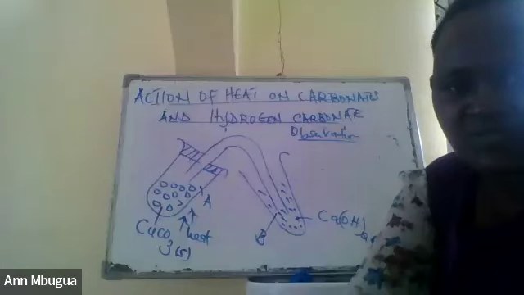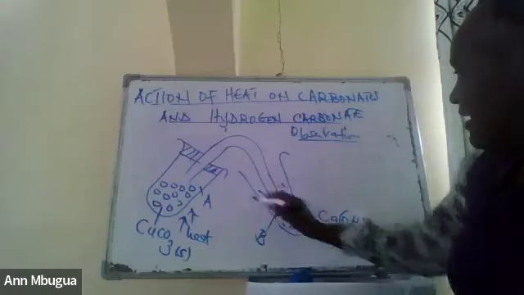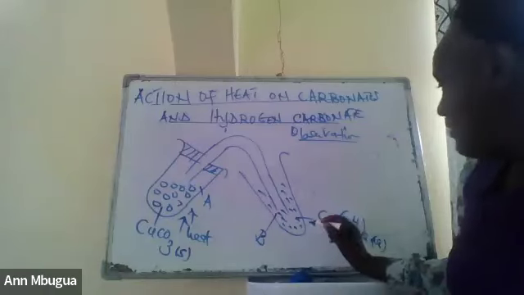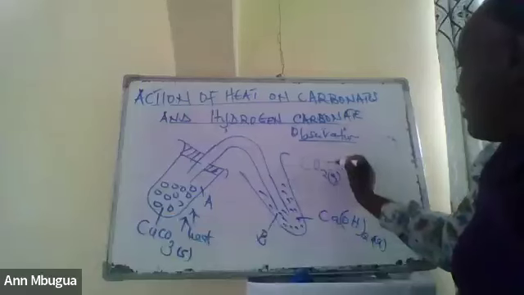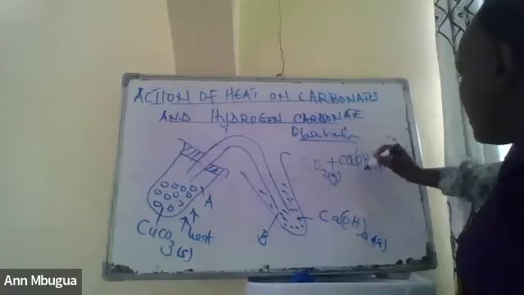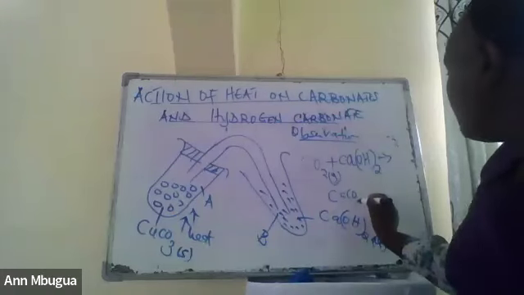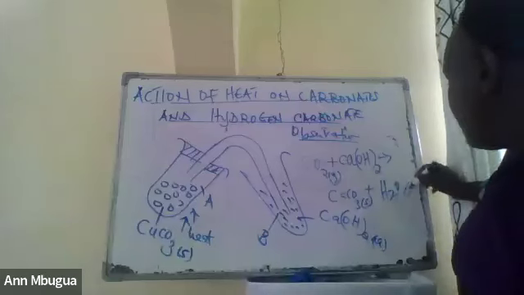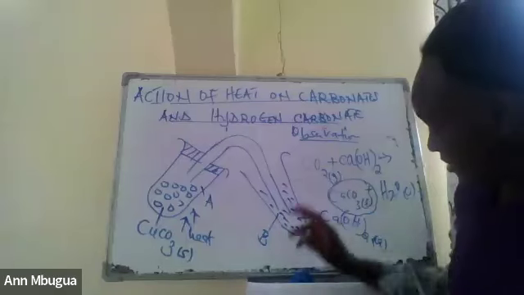I have seen the response. The question was to explain by use of a balanced chemical equation. It is very correct. We have the carbon 4 oxide, and once it gets into contact with the lime water, calcium hydroxide, the products formed are calcium carbonate, which is insoluble, and water. This is why you observe the white precipitate.